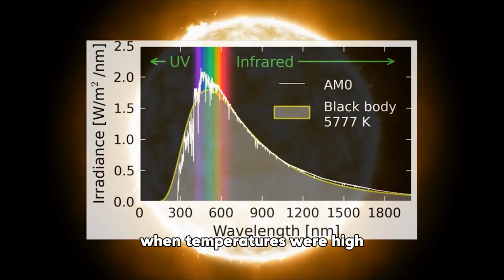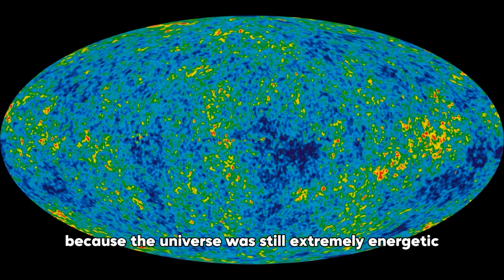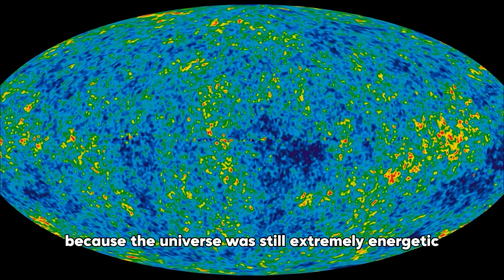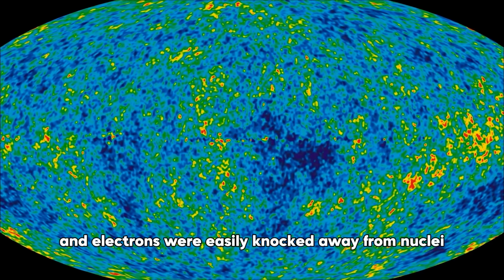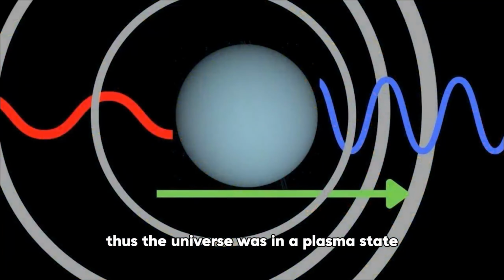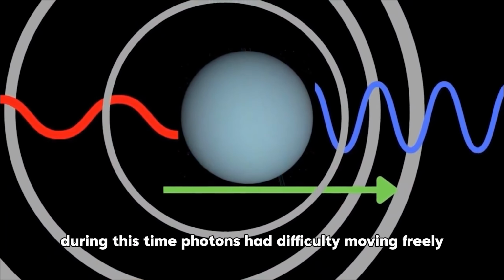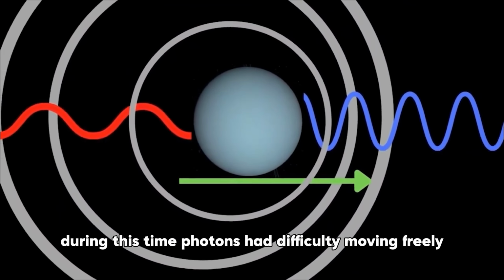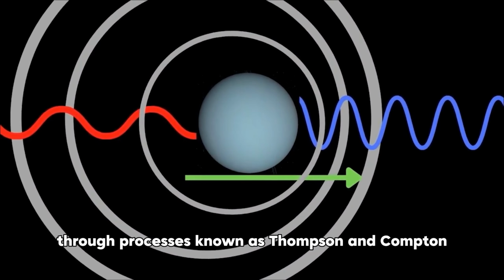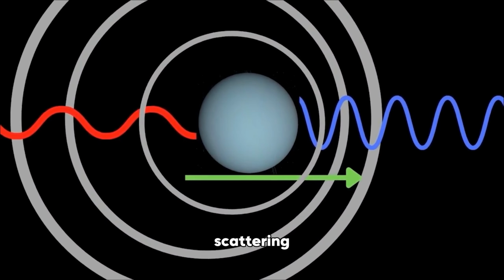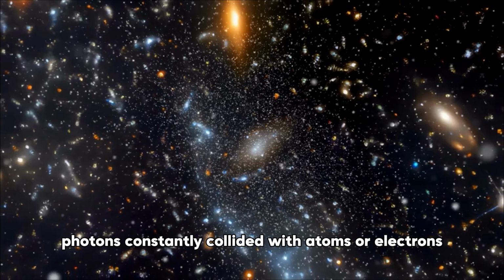When temperatures were high, forming atoms was difficult because the universe was still extremely energetic, and electrons were easily knocked away from nuclei. Thus, the universe was in a plasma state shortly after the Big Bang. During this time, photons had difficulty moving freely. Through processes known as Thomson and Compton scattering, photons constantly collided with atoms or electrons.